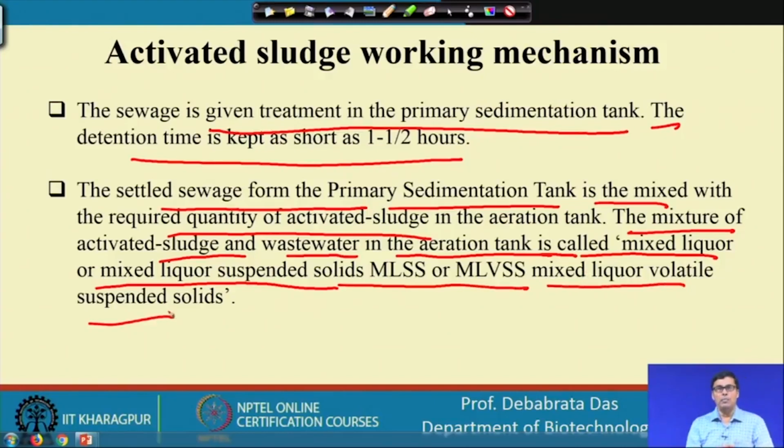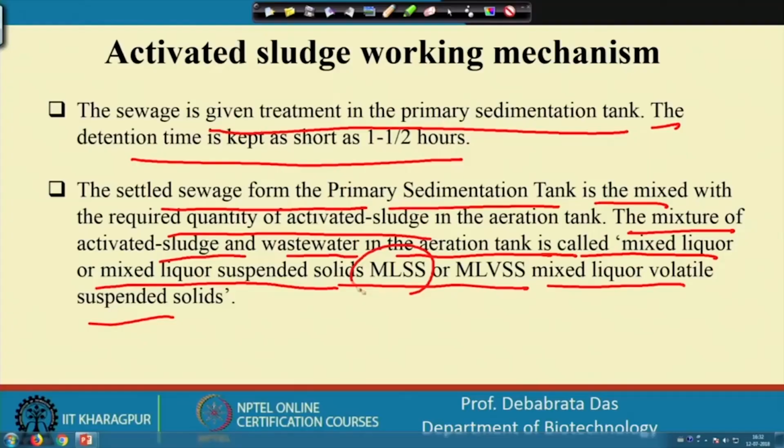Now, here I want to point out that we have come across two things, MLSS and MLVSS. What do we mean by that? MLSS means mixed liquor suspended solids. What do we mean by suspended solids? It is the solid material that remains in the liquid. And what are volatile suspended solids? It is the organic material. And we know that the microorganisms basically comprise organic material.